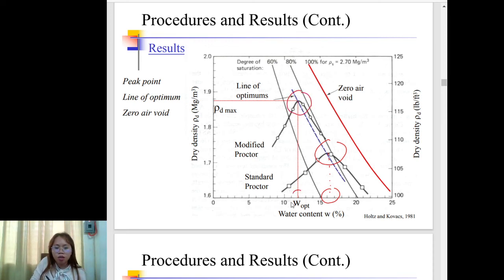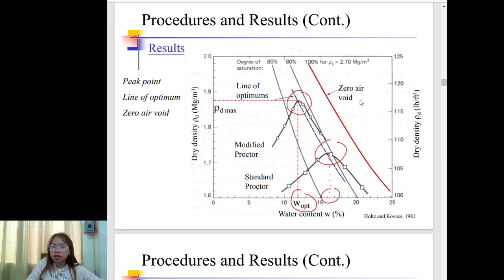And this is the optimum moisture content for modified Proctor. Then we have the line of optimum, this one. The line of optimum means this is the line where the moisture content is optimum. Increasing beyond that, your dry density is no longer maximum. So this is the moisture content at which the dry density is maximum.